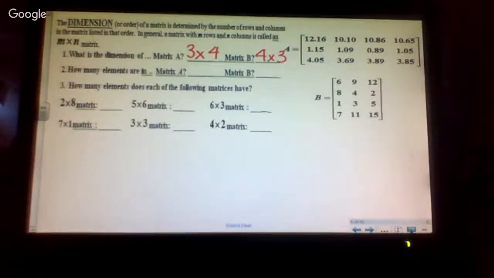Your dimensions are also going to tell you how many elements are in there. So how many numbers are in there? If I have a 3 by 4 matrix, I have 12. Oh, 12. Just like area. If I have a 4 by 3, 12. I still have 12. What if I have a 2 by 8 matrix? 5 by 6, 30.